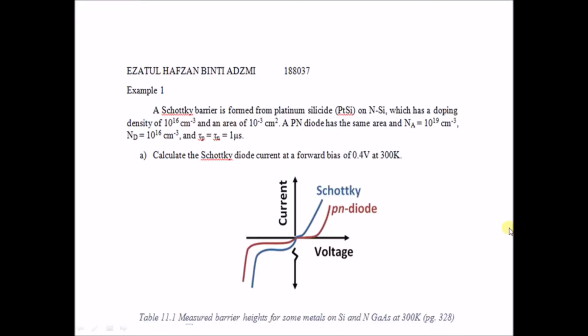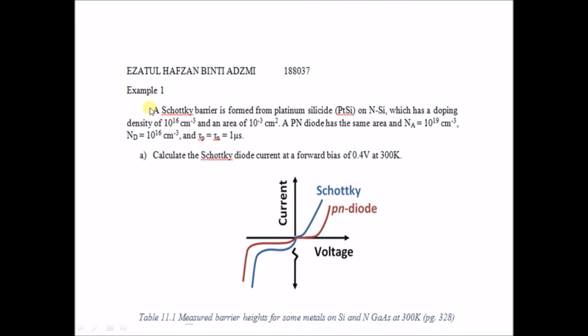So my part is to explain an example which compares the forward bias value when the current has the same value: the forward bias for the PN junction diode here and for the Schottky diode here, at the same current. So let's see the example first.